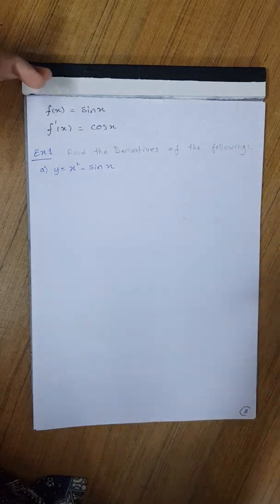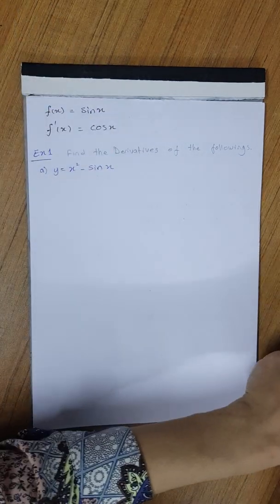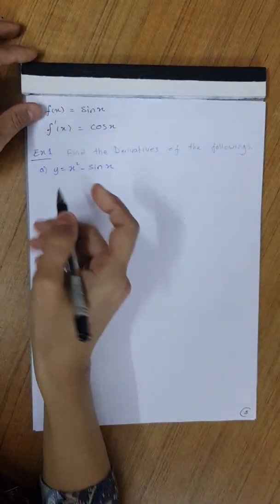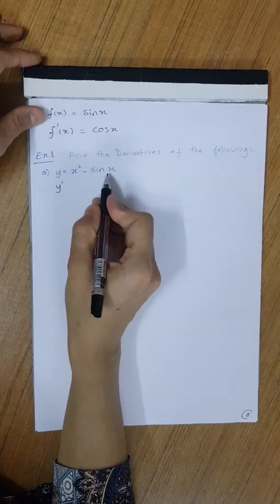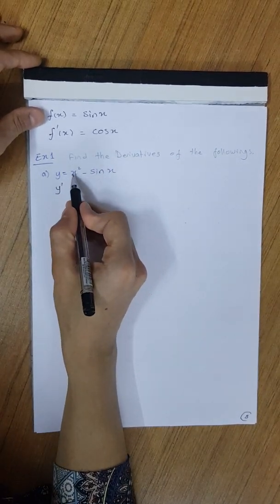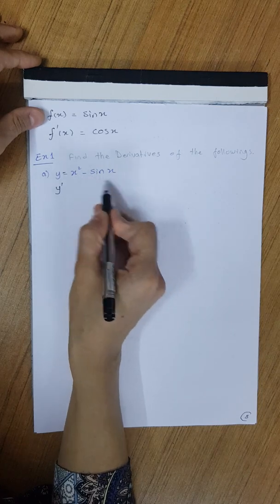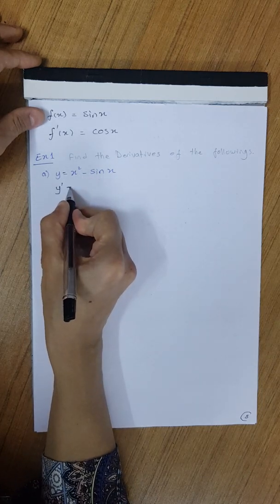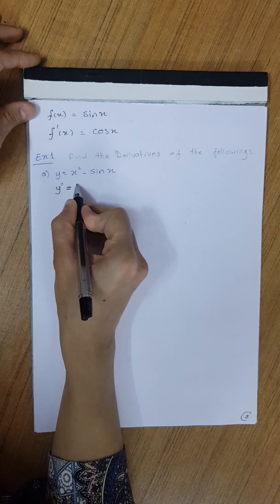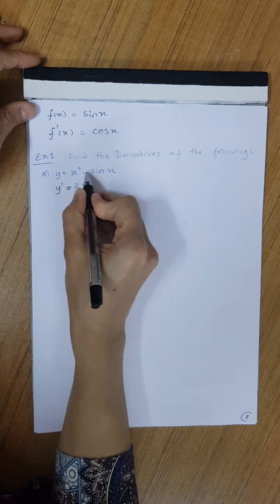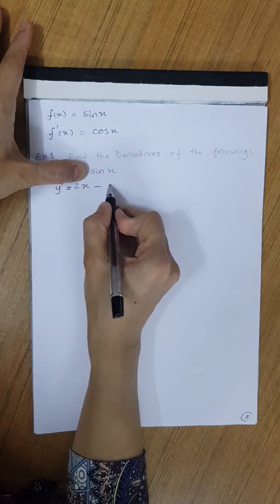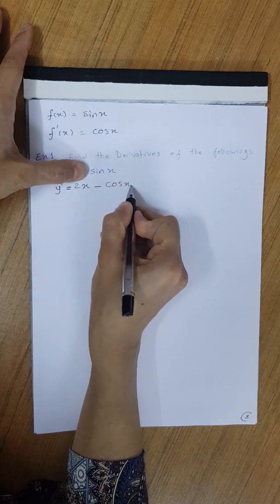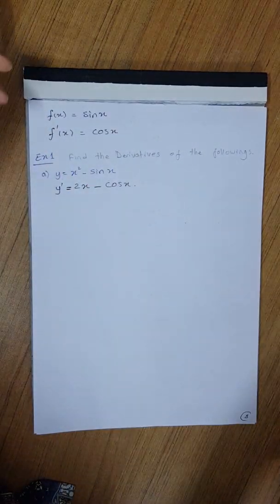The first function that is given to us is y equal to x squared minus sine of x. To find the derivative, this is the subtraction of two functions, so we are simply finding the derivative of this one minus the derivative of that one. So y prime is equal to what? Derivative of x squared is 2x. We have got the minus sign in here. And the derivative of sine x is simply cosine of x.